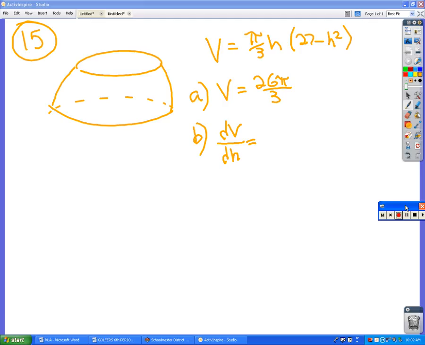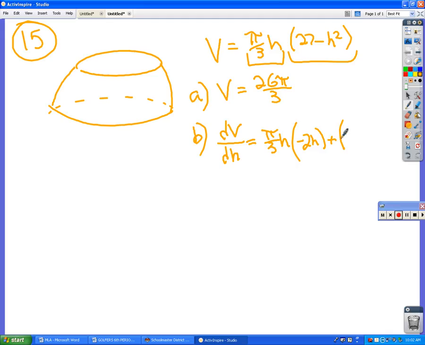So we're going to go product rule here, right? First one times the derivative of the second one. What's the derivative of the second one? Negative 2h. Plus the second one times the derivative of the first. I think we're very close to it. Got it. Right.